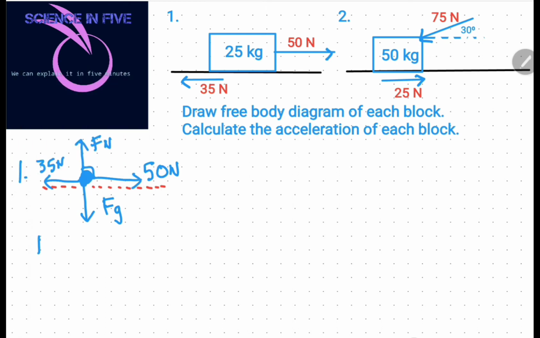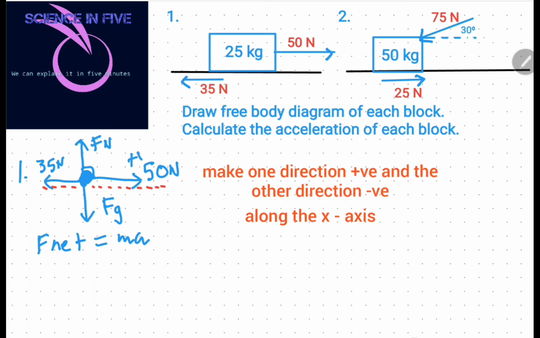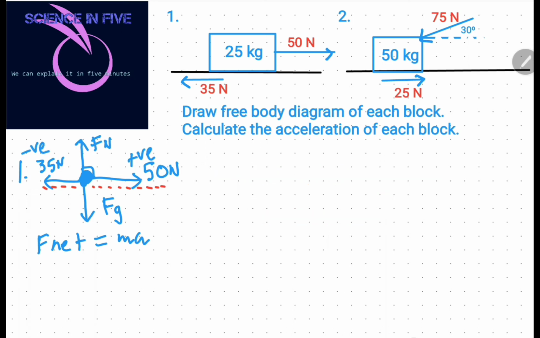Newton's second law says Fnet equals ma. What is the net force going to be? Well, I'll have to make one of the directions positive, one of the directions negative. In this case, I've chosen the east as positive, the west as negative. So 50 plus a negative 35 should be equal to 25a.